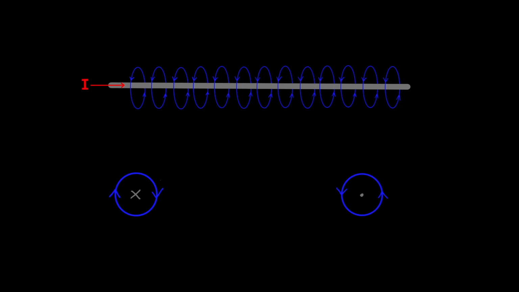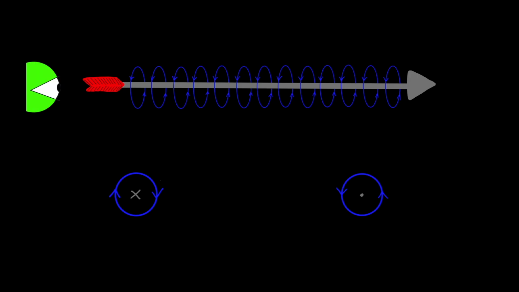A useful way to visualise this is to imagine that the wire is an arrow, travelling in the direction of the current. If the current is moving away from us, then we would see the tail feathers of the arrow, and so we would draw a cross to represent those tail feathers. If the current was moving towards us, we would see the point of that arrow, so we draw a dot to represent that point.